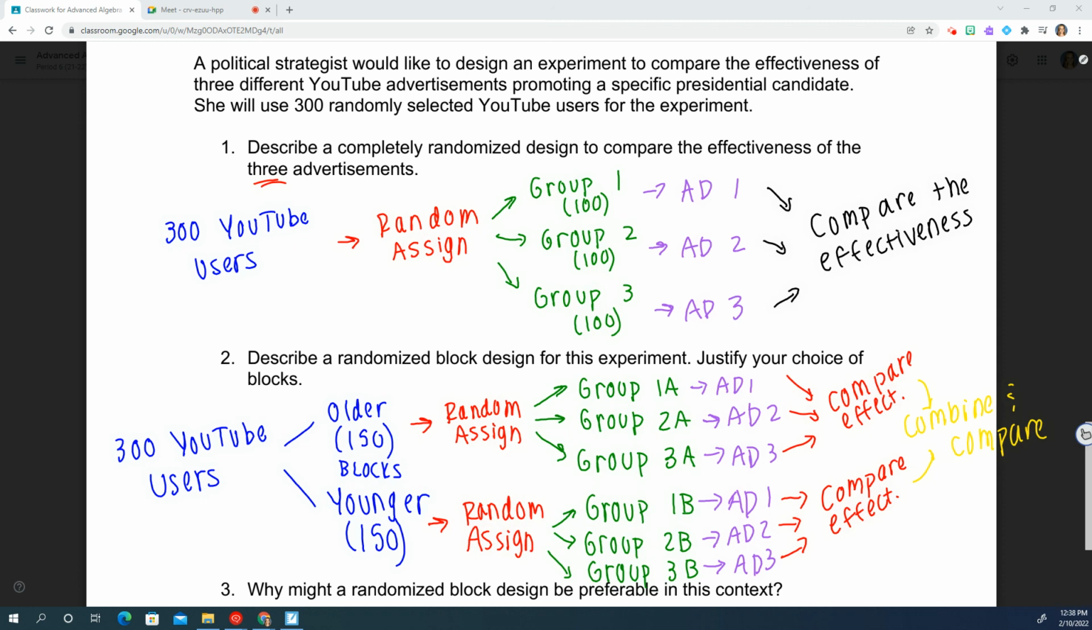Why might a randomized block design be preferable in this context? Older people are more knowledgeable on the presidential. Yep, for sure. It at least eliminates some of these confounding variables that maybe we'd have. And yes, you're exactly correct. Comparing the old people with each other would be more fitting data than comparing with the younger people. There will be lower variability of the results, making it easier to determine which ad is most effective.